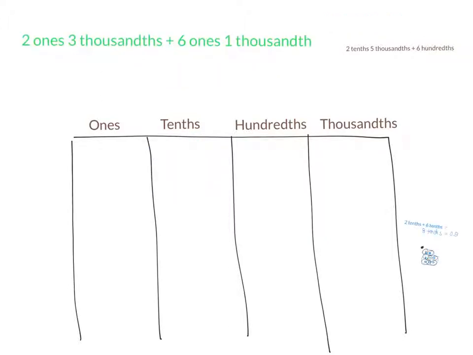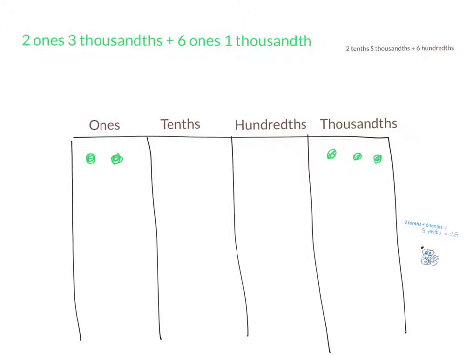Okay, this time if we're going to use dots in our place value chart to model it, what do I need to draw first? I have 2 ones. So how many dots do I need to draw, and where do I need to draw to model 2 ones? Grant? So I'll draw 2 dots in the ones place, and then it says 3 thousandths. So what other dots do I need to draw? Gia? You need to draw 3 dots in the thousandths. You got it. 3 dots in the thousandths place.